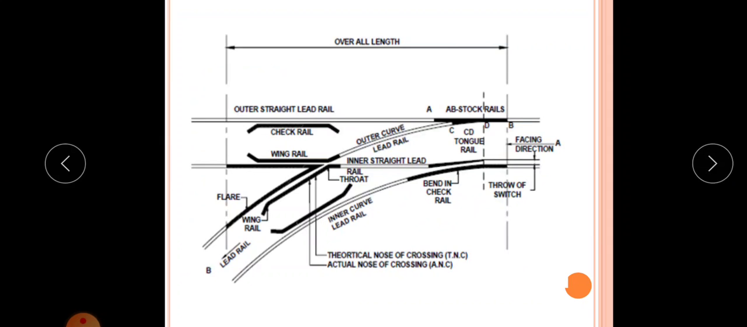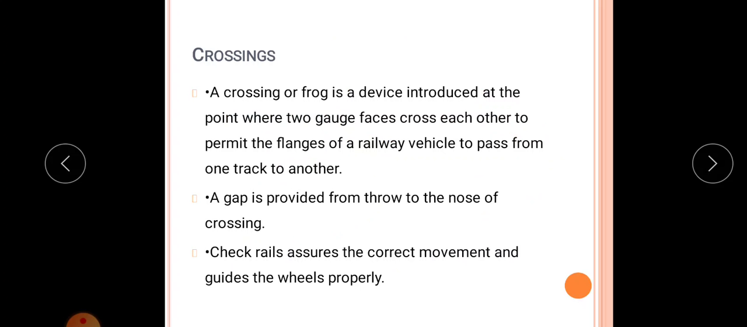This is another figure showing the switch and this is the crossing. So the second component of our turnout is the crossing. A crossing or frog is a device introduced at the point where two gauge faces cross each other to permit the flanges of a railway vehicle to pass from one track to another. So it's a device in order to divert a train from one track to another. That setup is known as a crossing.